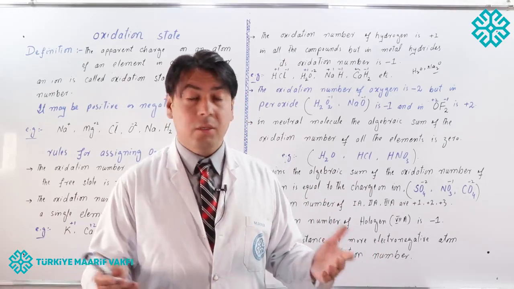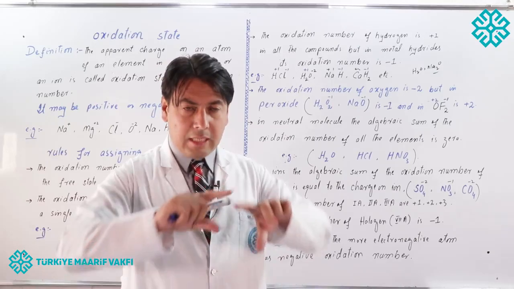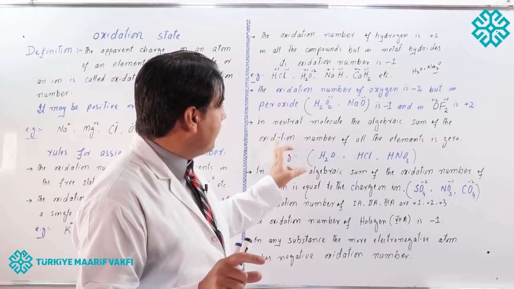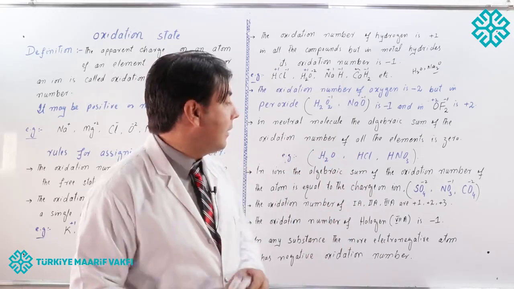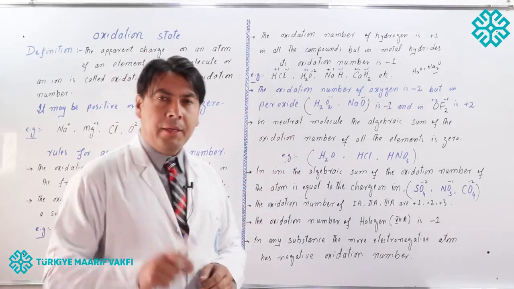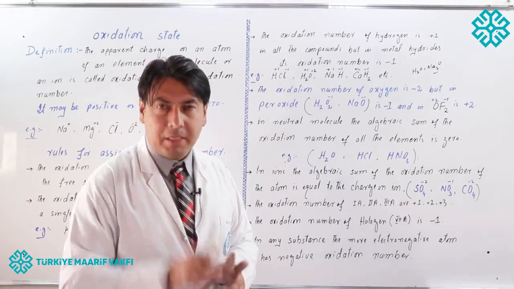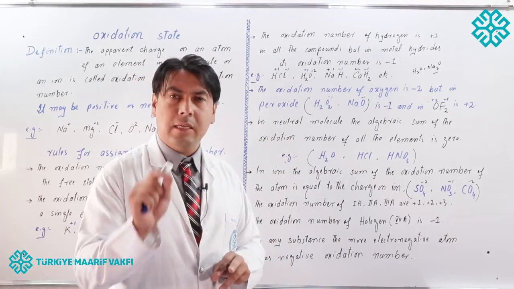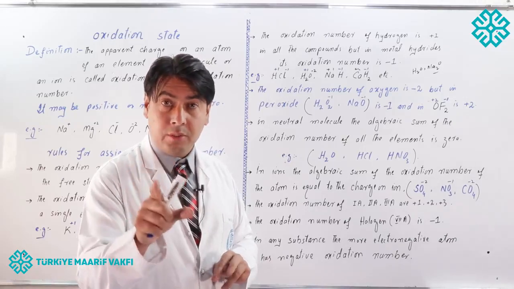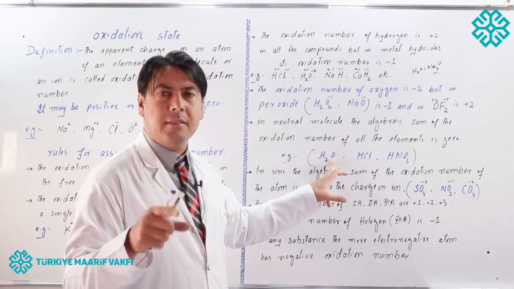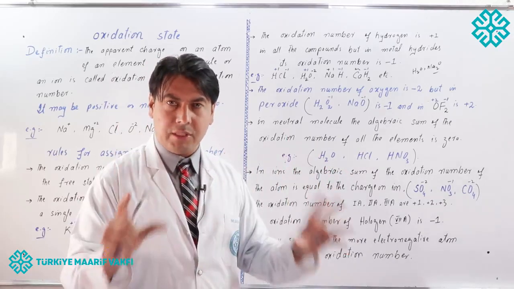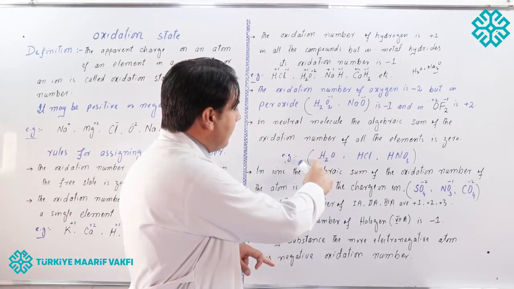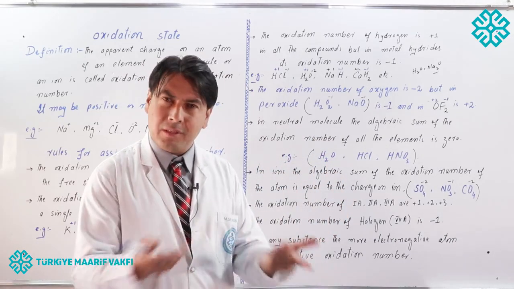For molecules which are neutral, the algebraic sum of the oxidation numbers of all the elements will be 0. Look here, H2O. We know the oxidation number of hydrogen is +1 and the oxidation number of oxygen is -2. But there are 2 hydrogens, so the oxidation number of 2 hydrogens will be +2. And the oxidation number of 1 oxygen is -2. So +2 -2 is equal to 0. So this is a neutral molecule, and the algebraic sum of the oxidation numbers of hydrogen and oxygen is 0. Therefore, the molecule is neutral.